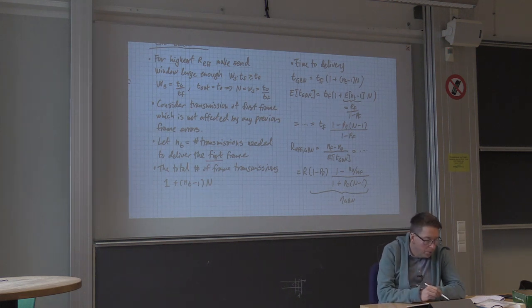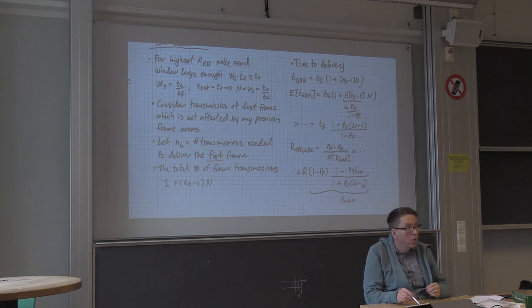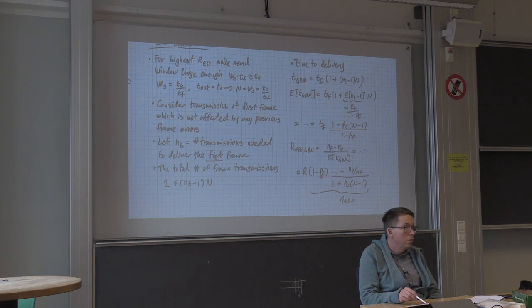So if we look at the efficiency here, when is the efficiency low? Well, the efficiency is low when we have a lot of frame errors, same as we had in stop and wait. Seems like we cannot do much about that. But then we have another fraction here. N0 divided by NF is the overhead due to the protocol, same as we had in stop and wait. But then we have another denominator. We have 1 plus PF times N minus 1.